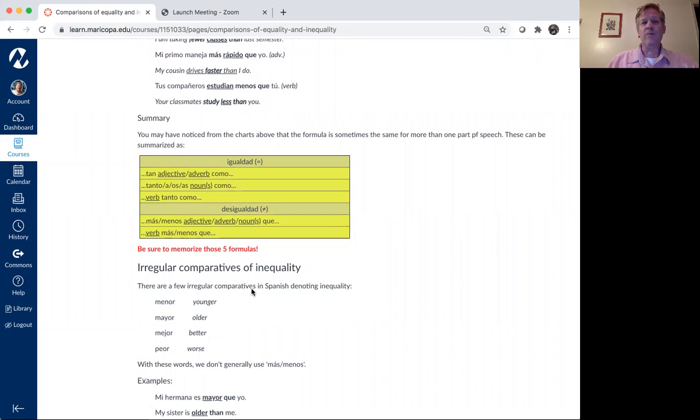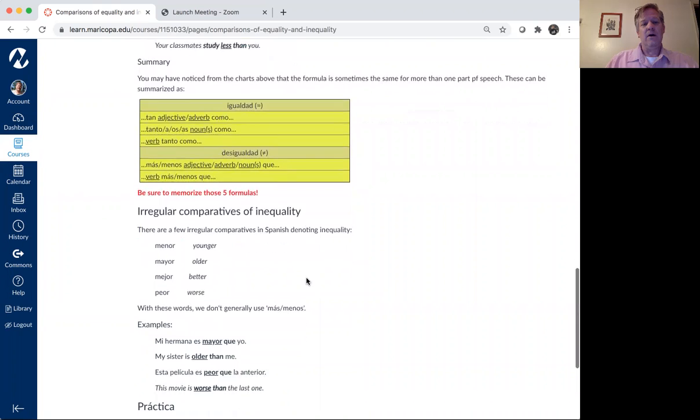Por ejemplo, tus compañeros estudian menos que tú. Since it's a verb comparison, here's your formula. Verb menos que. Tus compañeros estudian menos que tú.